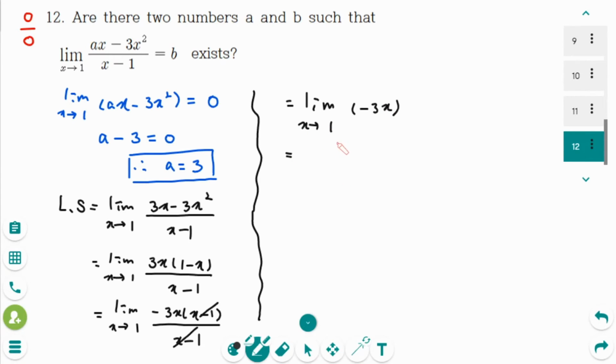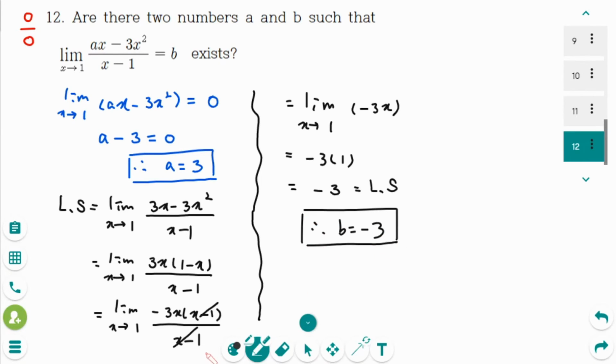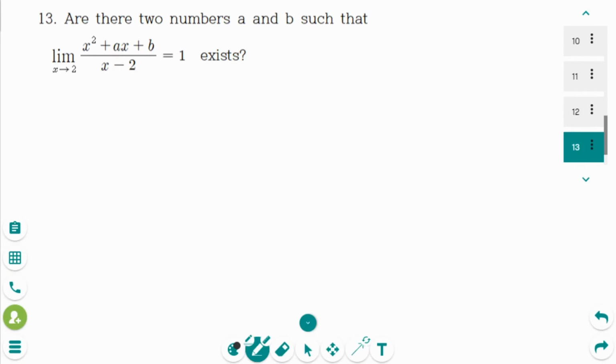Then put 1 into x. So the answer is minus 3, which equals the right side. Therefore, b equals minus 3. This is the final equation.